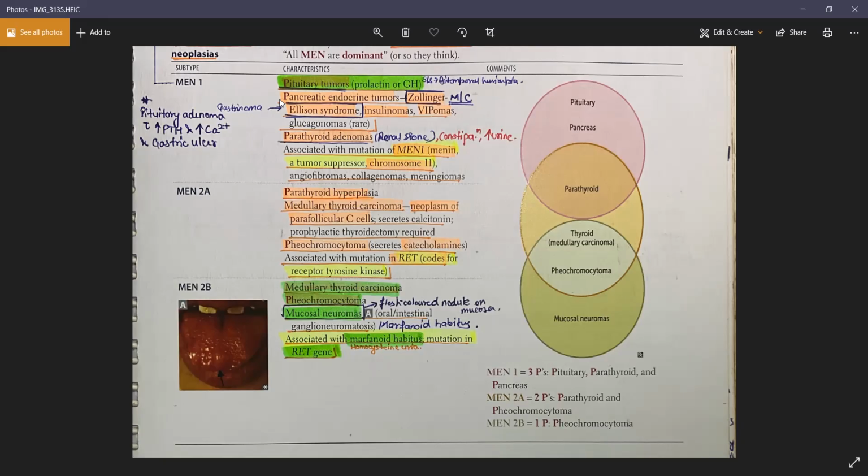The management would be to test the patient for other tumors also. If the patient is having a GI ulcer along with a stone, that means the patient is having Zollinger-Ellison syndrome along with a parathyroid adenoma. Then you need to test them for the pituitary tumors also. You need to check the prolactin levels and get a brain MRI. That's how a question could be presented to you, and that's how you need to approach it. Is that okay?